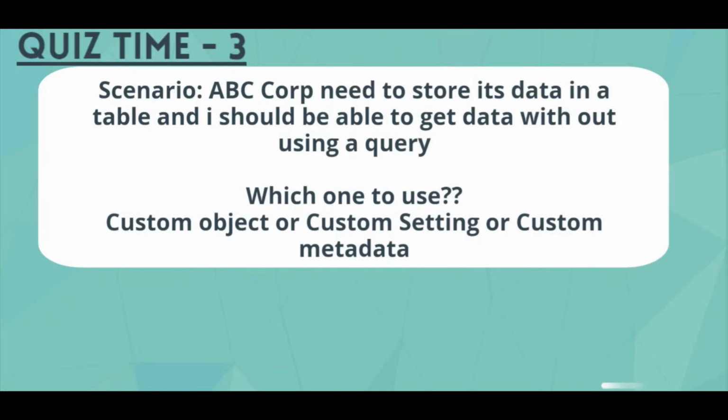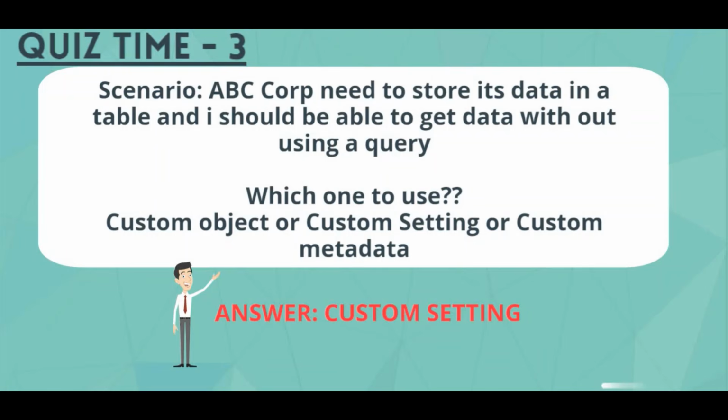ABC Corporation needs to store its data in a table, and I should be able to get the data without using a query. Which one to use? Custom object, custom setting, or custom metadata? As it says, data without using query, so without query is obviously custom setting. So the answer is custom setting. Neither custom object nor custom metadata can get the data without using a query.